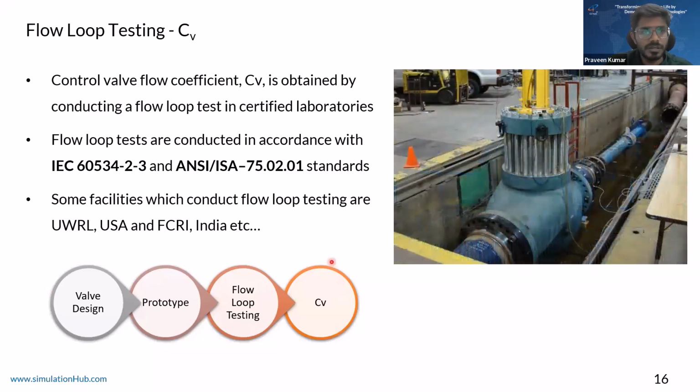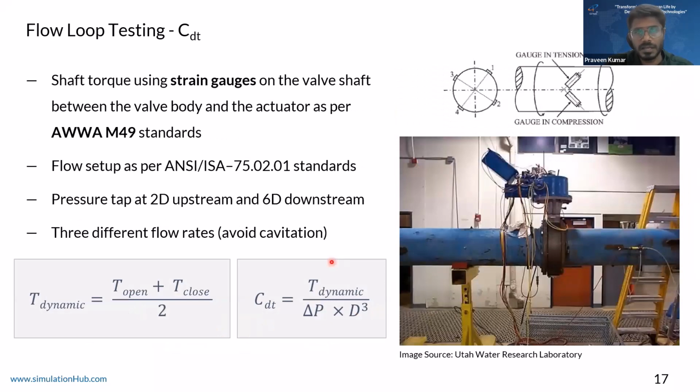So this is about CV, and the procedure is slightly different for CDT. There is a different standard, the AWWA M49 standard, which provides the regulations about how to conduct the experiment and how to extract CDT for a valve. But the flow setup for CDT is the same as that of CV. For example, where you have to place your probes or monitors, the pressure taps: it should be 2 times the diameter of the valve upstream and 6 times the diameter of the valve downstream. These are the formulas with which you can calculate the CDT from flow loop tests experimentally.